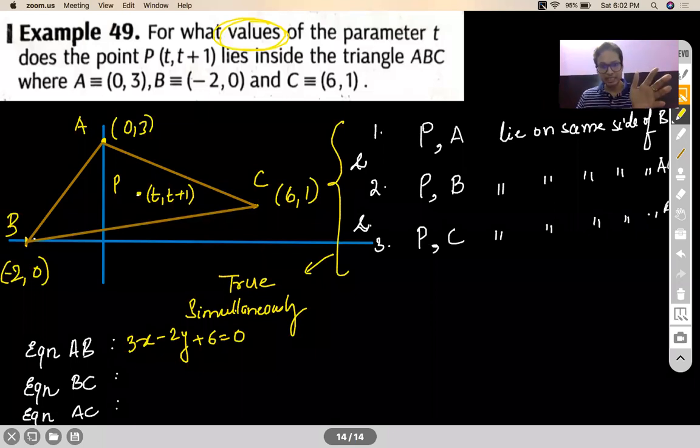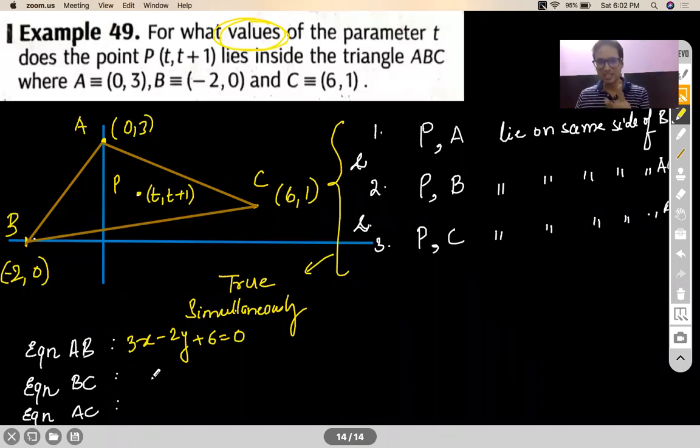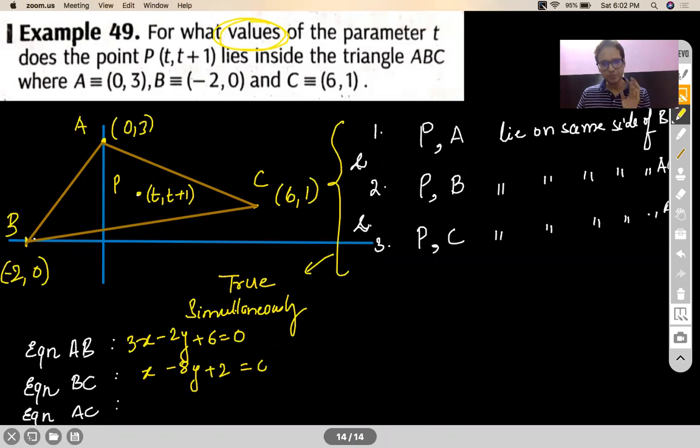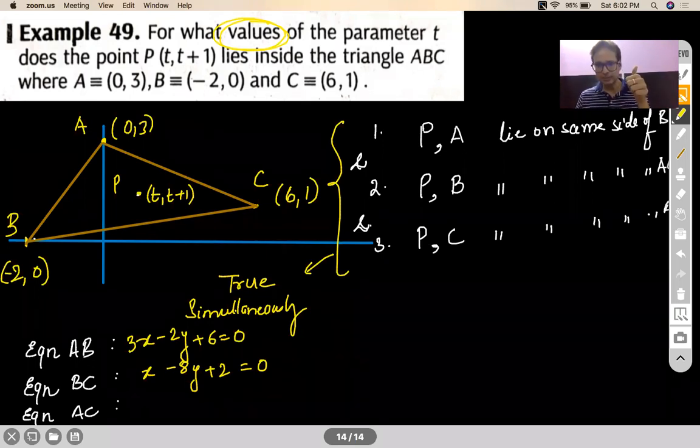If anybody is not getting this, stop. You have made some mistake. Don't proceed further, else you will be working on wrong data. BC equation, you should have got x minus 8y plus 2 equal to 0. BC equation. Got it? Everybody?